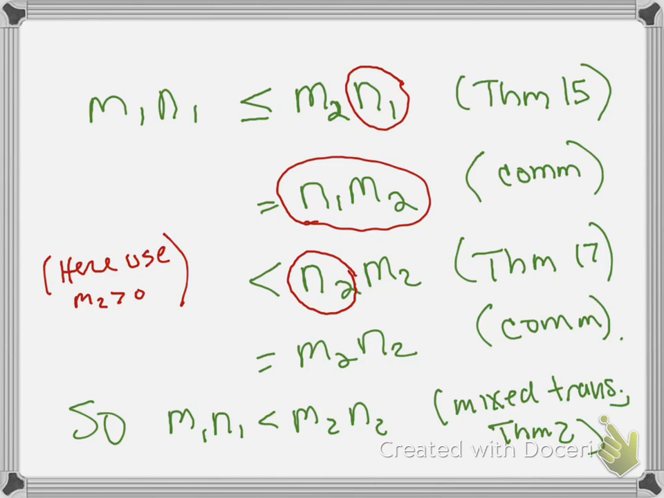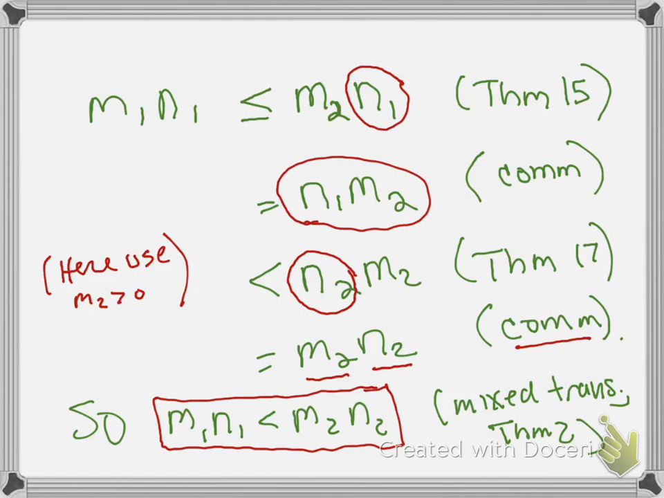Now finally, for the last step, we use the commutative property so that our product is in the right order. So we have m2 times n2. Finally, putting all of this together, we have that m1 n1 is less than m2 n2 using mixed transitivity, in other words, Theorem 2.